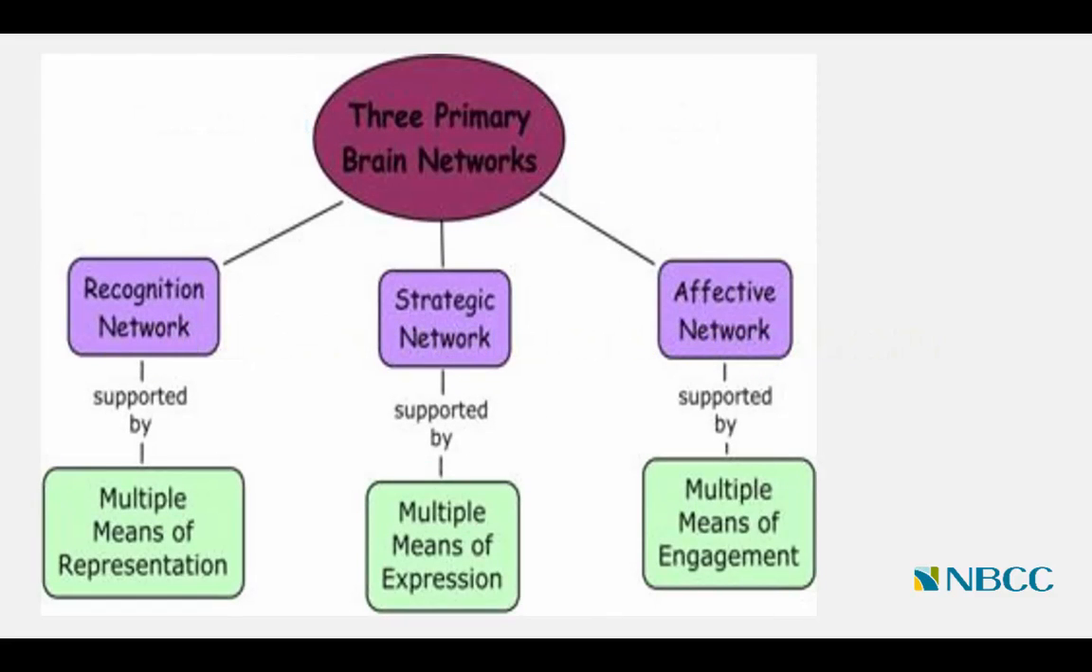So we have three primary brain networks: the recognition network, which is supported by multiple means of representation; the strategic network, which is supported by multiple means of expression; and the affective network, which we support by multiple means of engagement.